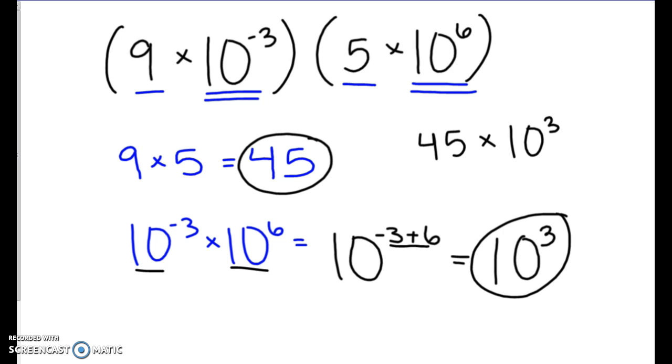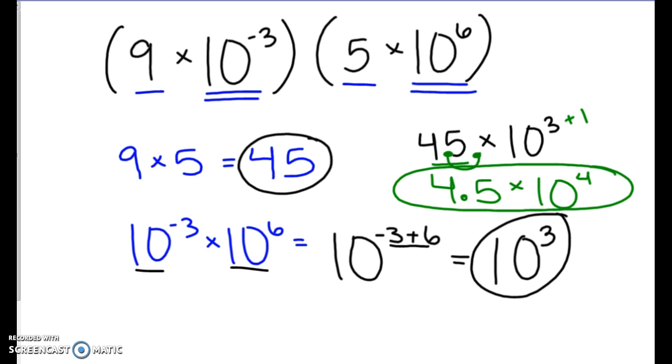Are we done? Is that in scientific notation? No, because 45 is not greater than 1 and less than 10. So we're going to have to move our decimal point over 1 so we have a number between 1 and 10. So 4.5, and since we moved our decimal to the left, we have to add 1 to that exponent. So our final answer: 4.5 times 10 to the 4th power. Please make sure you have this example or the last one in your notes.